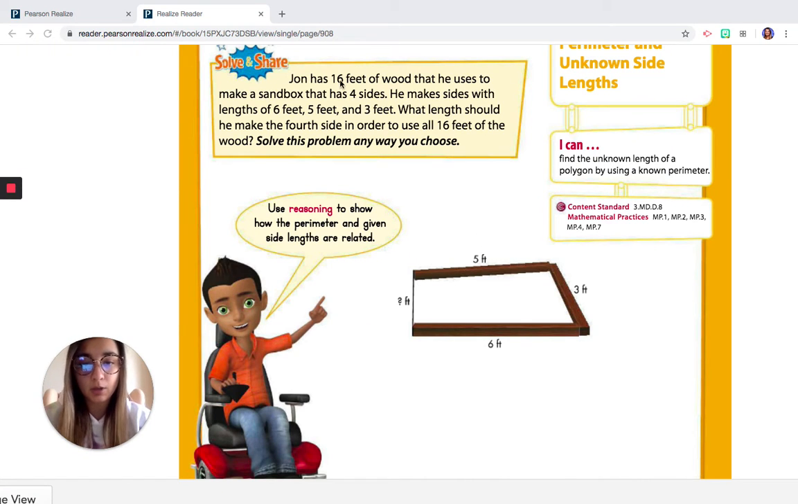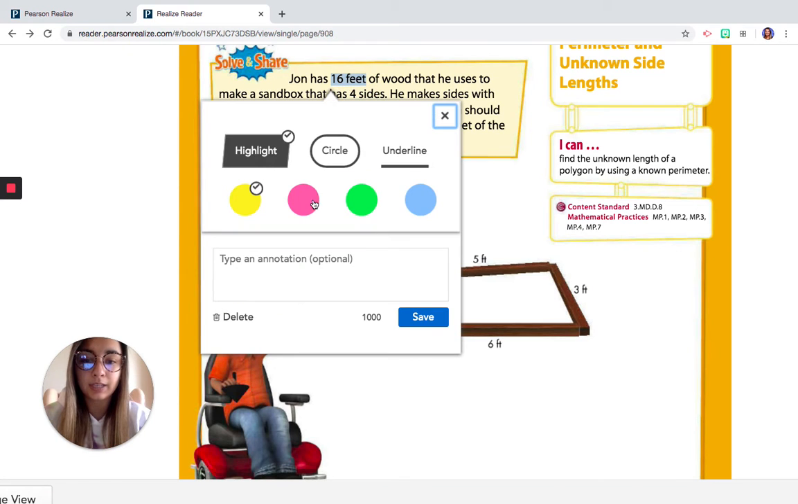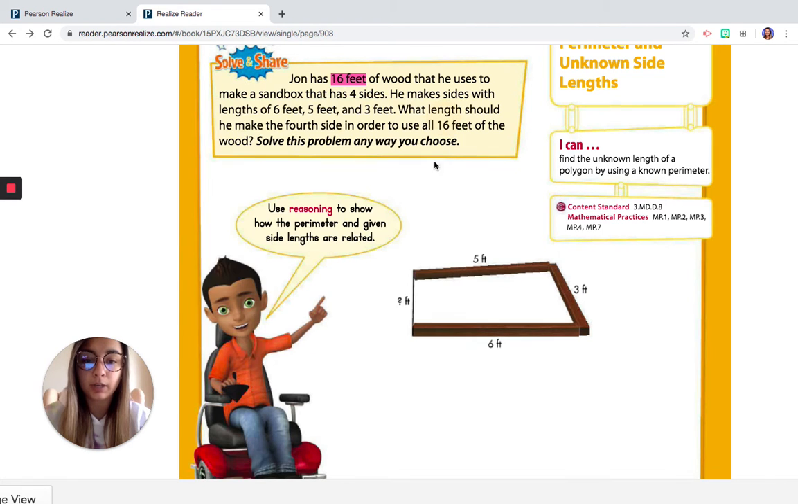So the first thing that I'm going to do is highlight up here that we have 16 feet as our full perimeter. So our perimeter is 16 feet. Then I'm going to add up all of the sides that are already measured for us. I see here that I have 5, 6, and 3, and this side has a question mark. So I know that's the side that we are trying to find. So what I'm going to do is add them together.